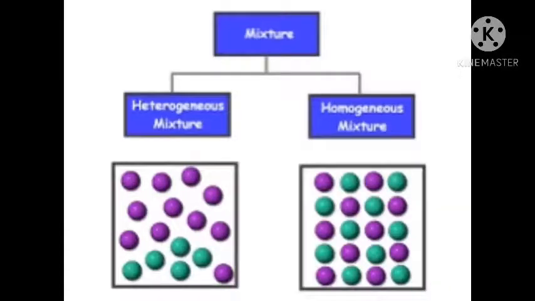A mixture contains two or more substances that are not chemically combined. An example of this can be tea. Even though the two substances are mixed together, they are not considered a compound because the two substances are not chemically bonded to one another. The two types of mixtures are heterogeneous and homogeneous.